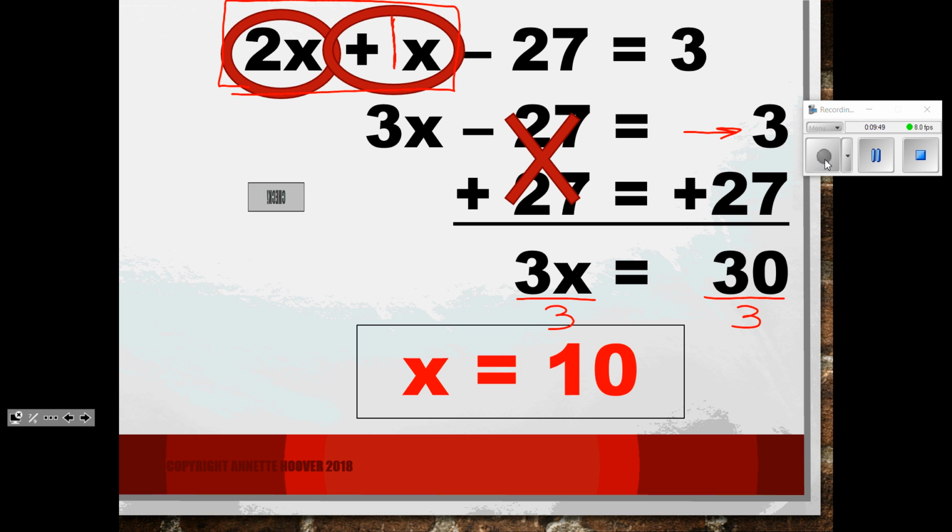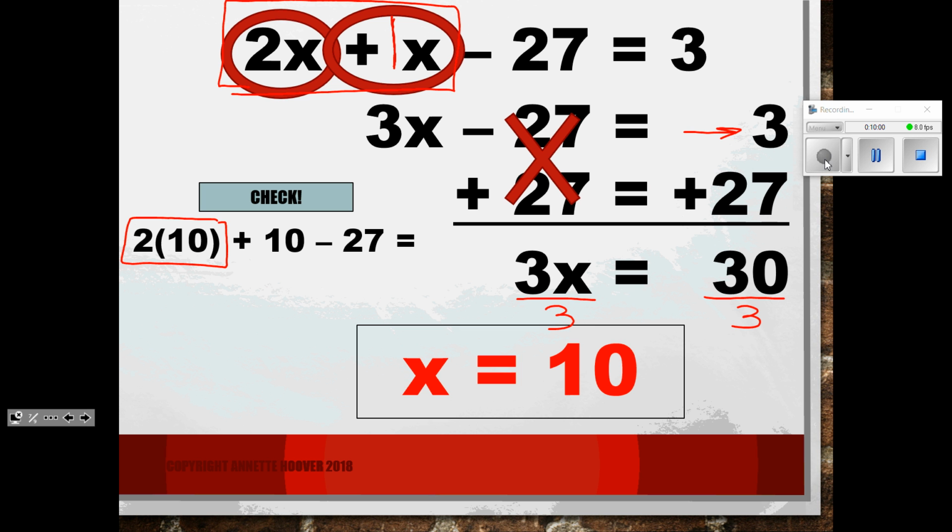If we were to plug that in to check, we would have 2 times 10 plus 1 times 10, which is 10, minus 27. We do our multiplication first, which is 20. 20 plus 10 minus 27 is 3, so it checks.